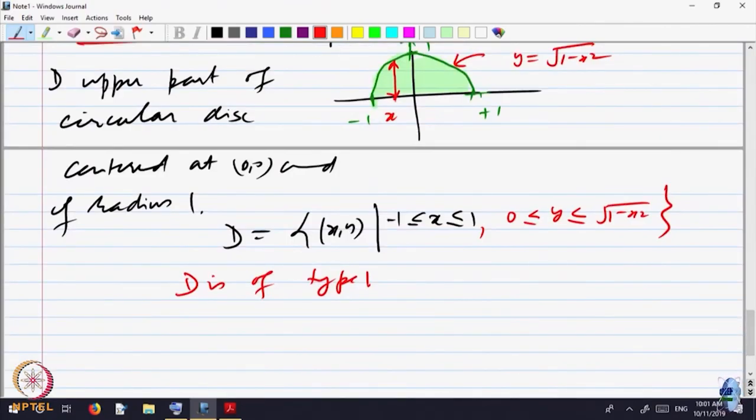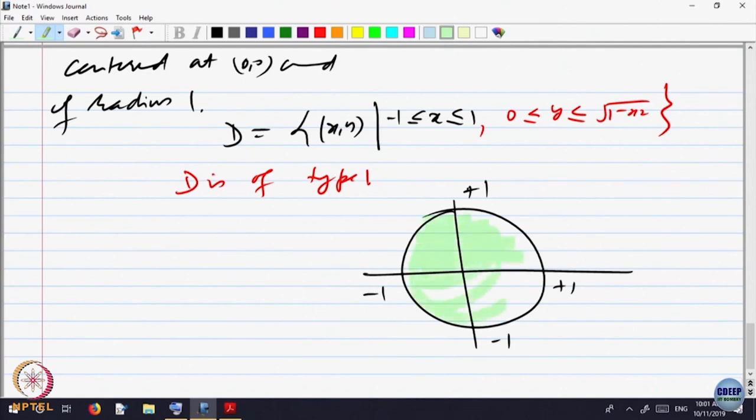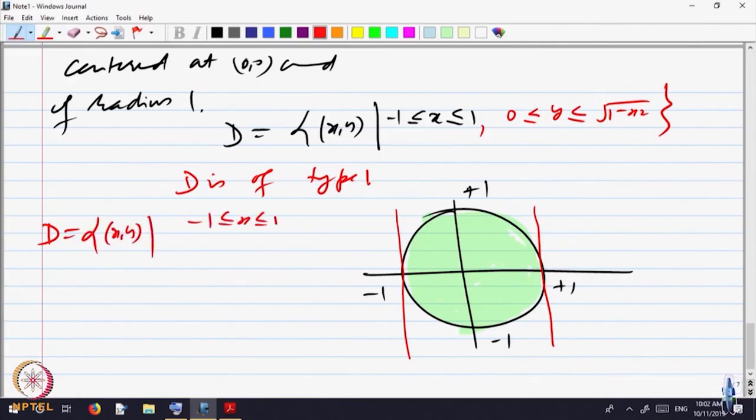What about if I take the full disk? Is it of type 1? Can I say I have taken the half disk? So, let us take the full circular disk. So, geometrically that will be, we take this disk, minus 1, plus 1 on the x axis and minus 1, plus 1 on the y axis. So, inside of that, right. So, is this whole disk of type 1? Let us try. It lies between two lines again, right. It lies between two lines, that is x equal to minus 1 and x equal to 1, right. So, D is equal to the set of x, y such that minus 1 is less than or equal to x less than or equal to 1.